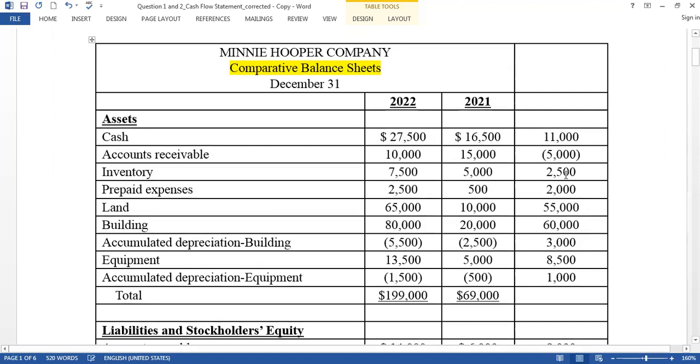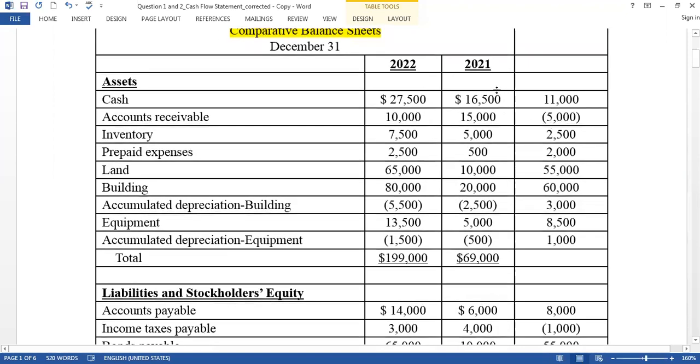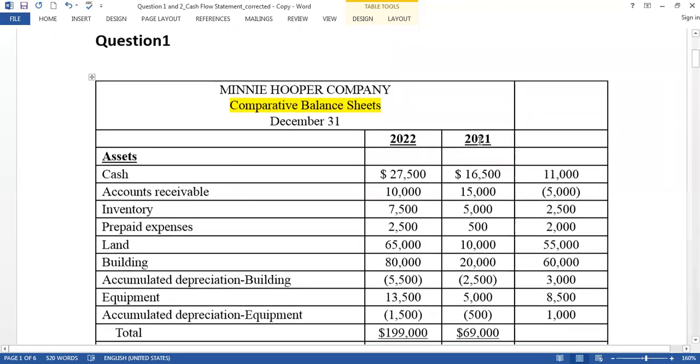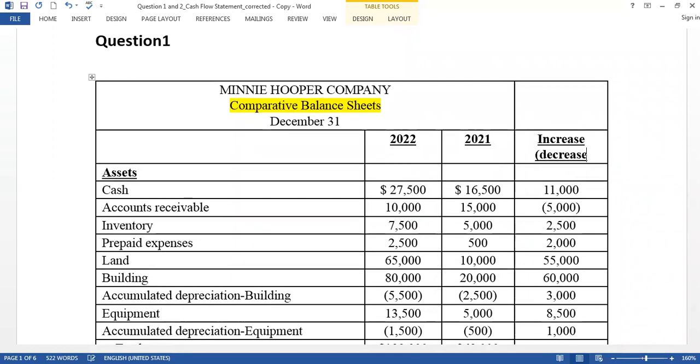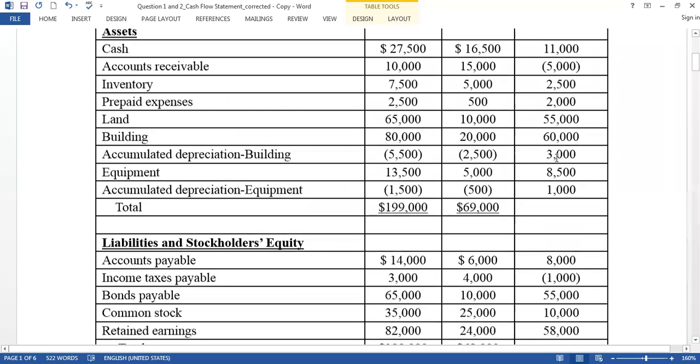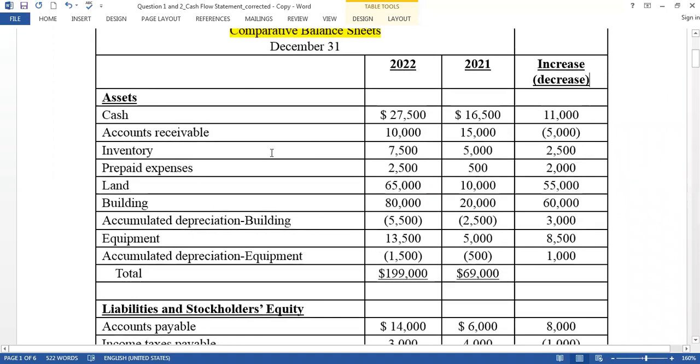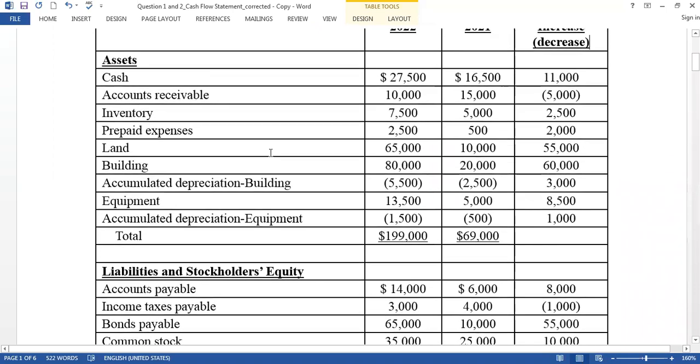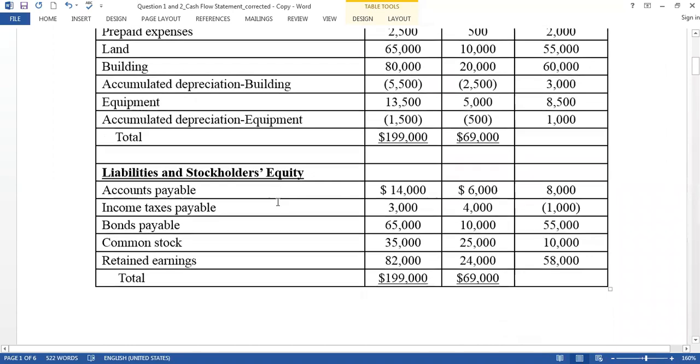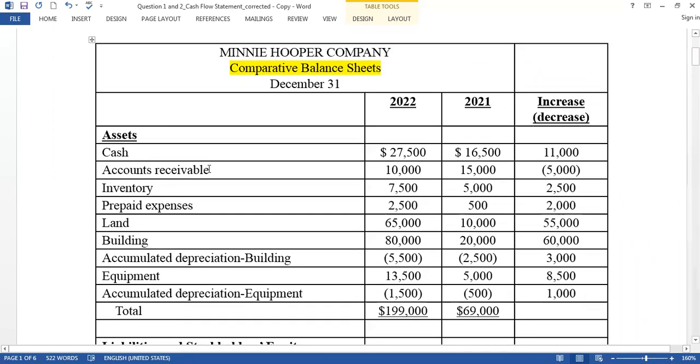So it's your job to calculate this kind of increase and decrease, and the formula, as I told you, is current year minus previous year. Current year minus previous year, and we record increase or decrease. And from here you have to find out which are related with property, plant and equipment, which are related with operating, and which are related with financing.